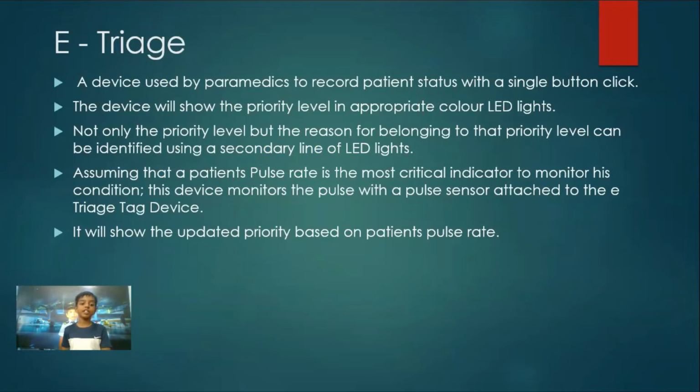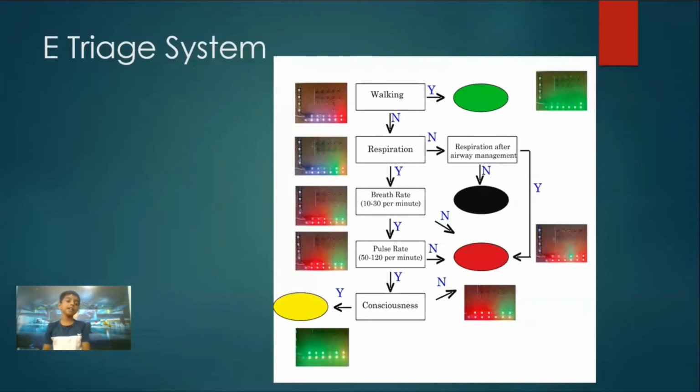Assuming that a patient's pulse rate is the most critical indicator to monitor his condition, this device monitors the pulse with a pulse sensor attached to each triage tag device. It will show the updated priority based on the pulse rate. This is my e-triage system. The first line of LEDs is the answer to the question he gave. The second line of LEDs is the priority level.